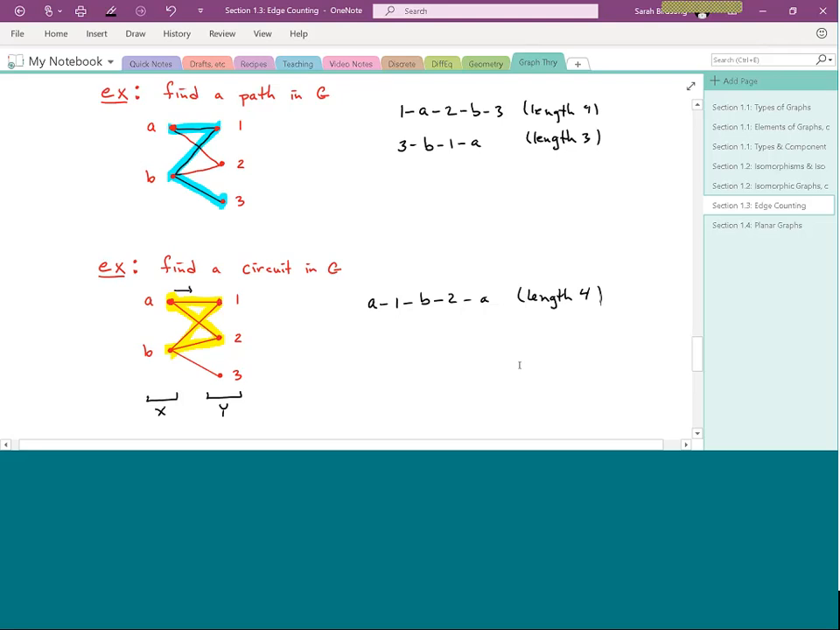Now, when we were at B, you guys picked that we needed to go to 2. Anybody have a guess on why we couldn't have picked 3? What would have been the problem with going to vertex 3?